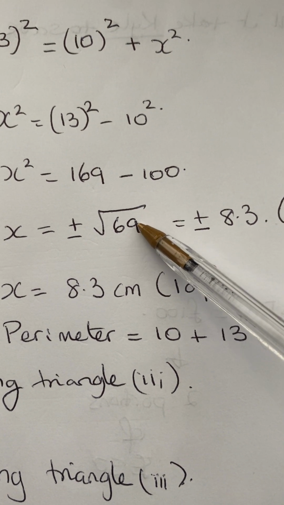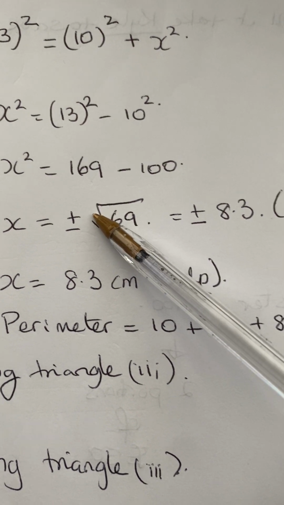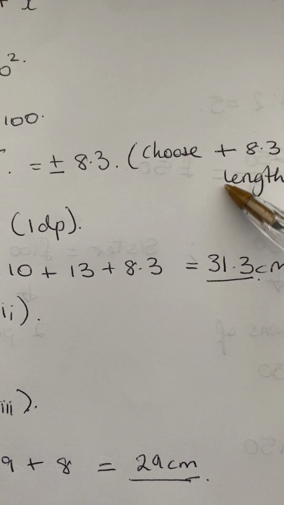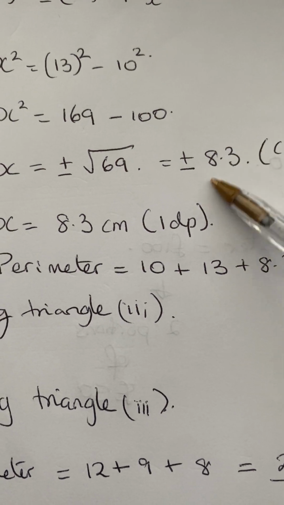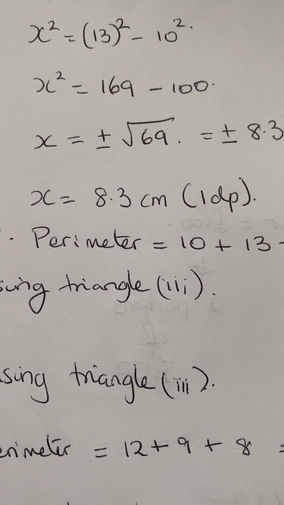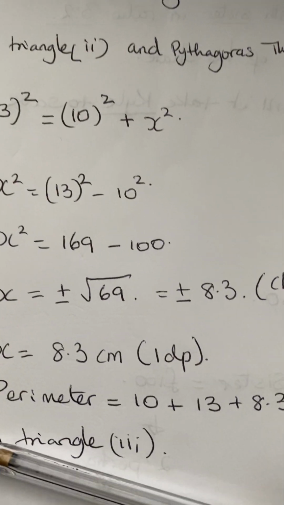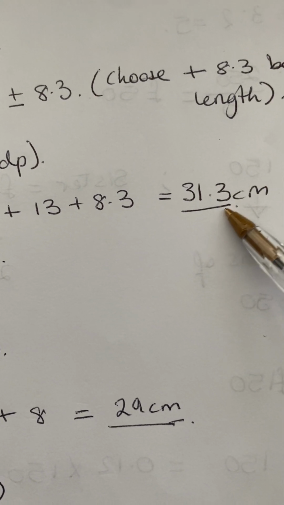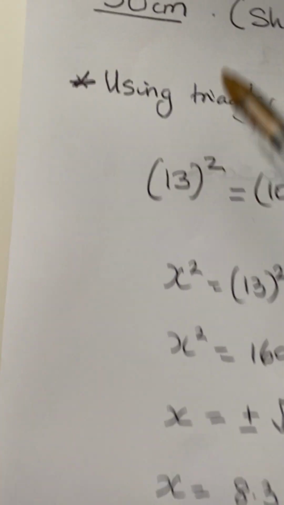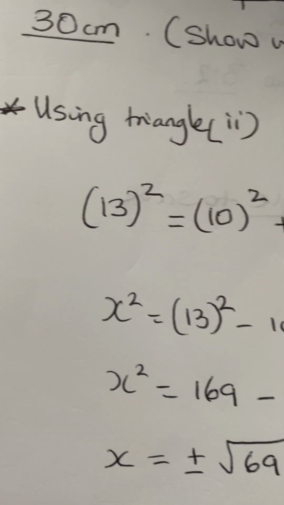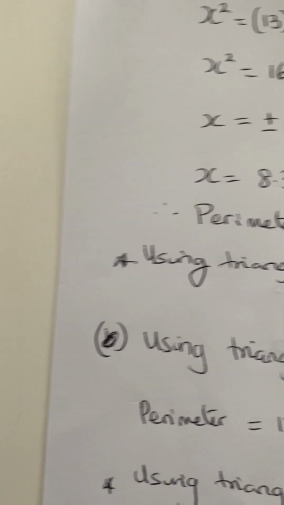It's a length, so we are going to choose the positive. Okay, so we are going to choose 8.3 centimeters. This is to one decimal place. You can even write 8, to the nearest whole number. So the perimeter of our second triangle, if we add them together, will be 31.3 centimeters, which is not less than 30 centimeters.